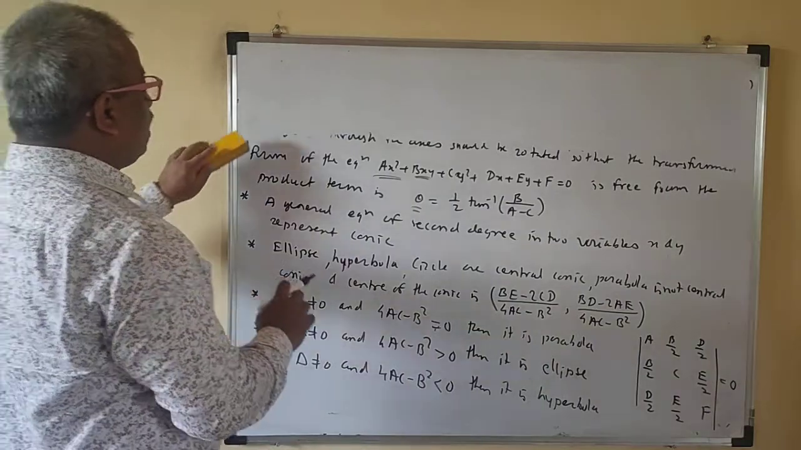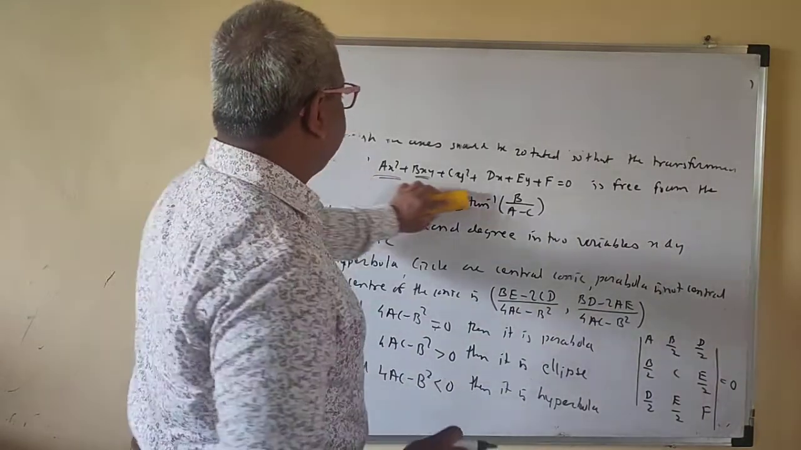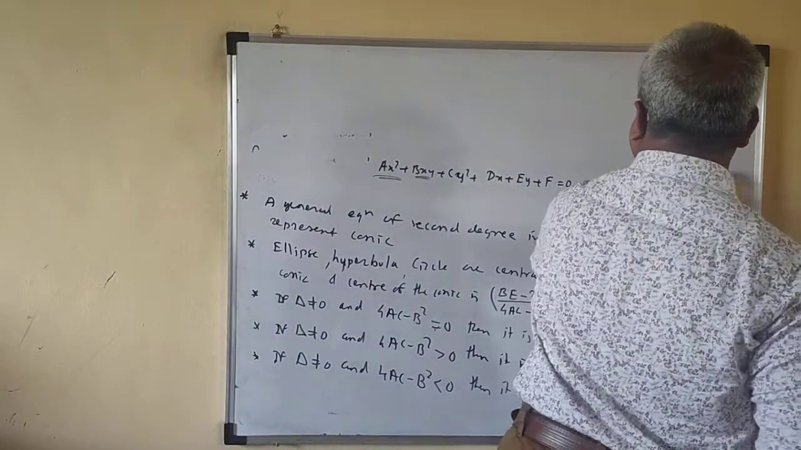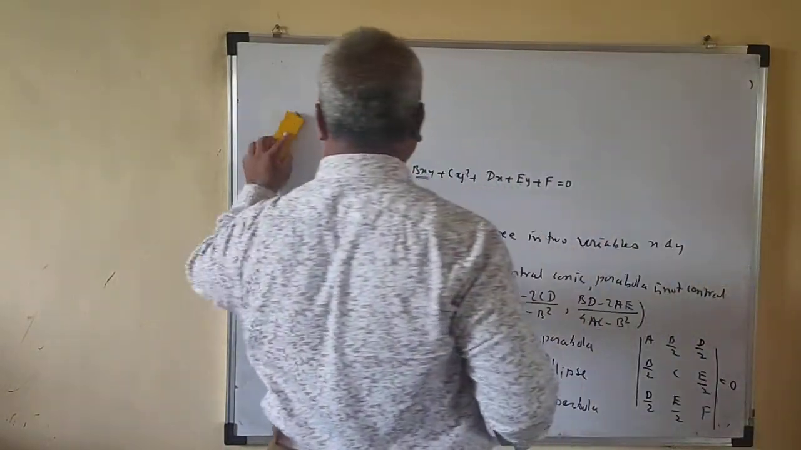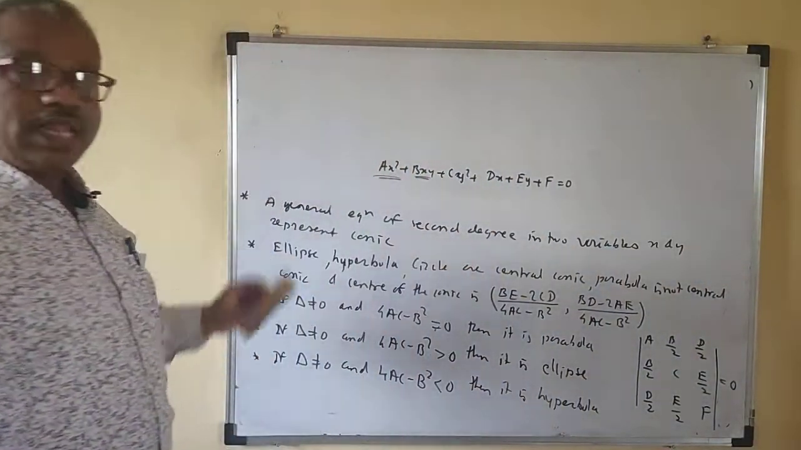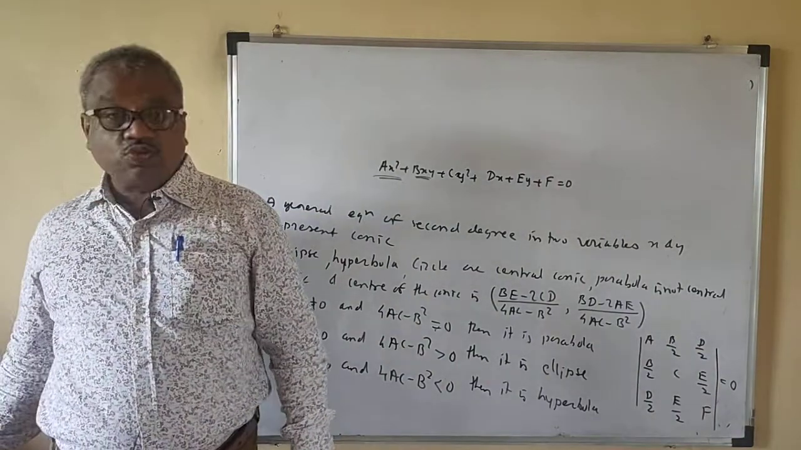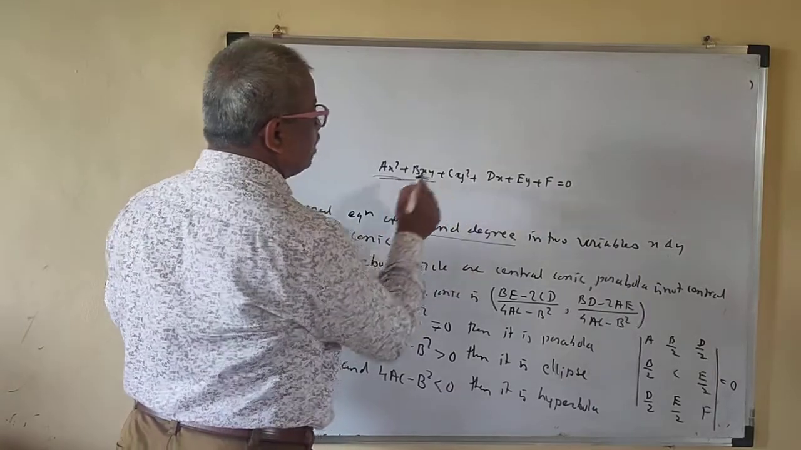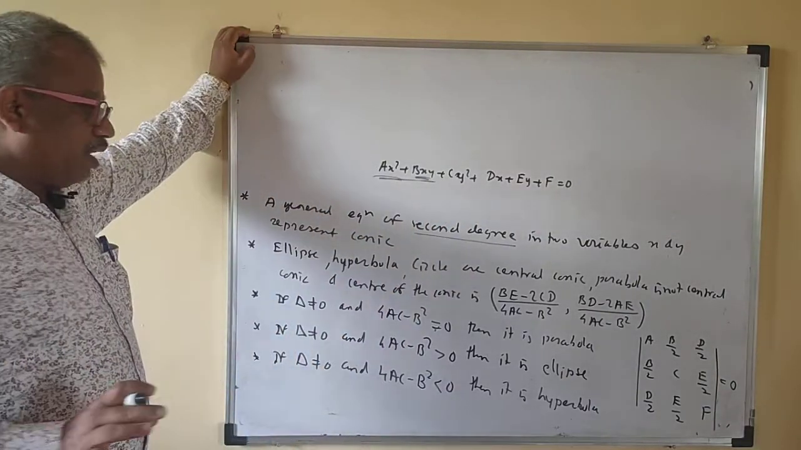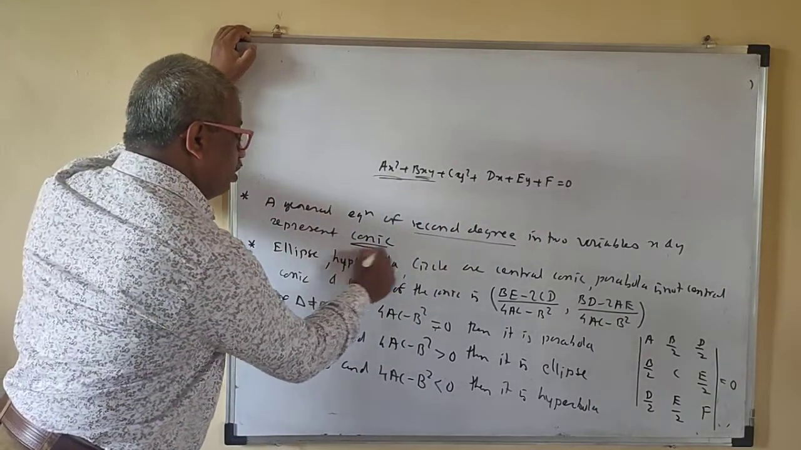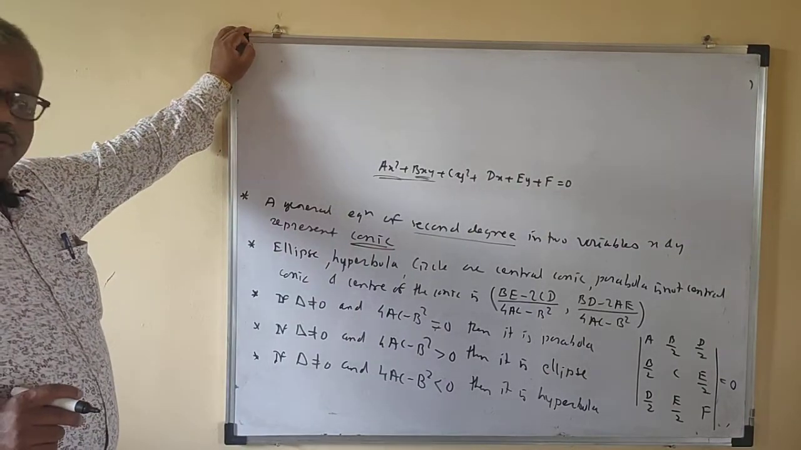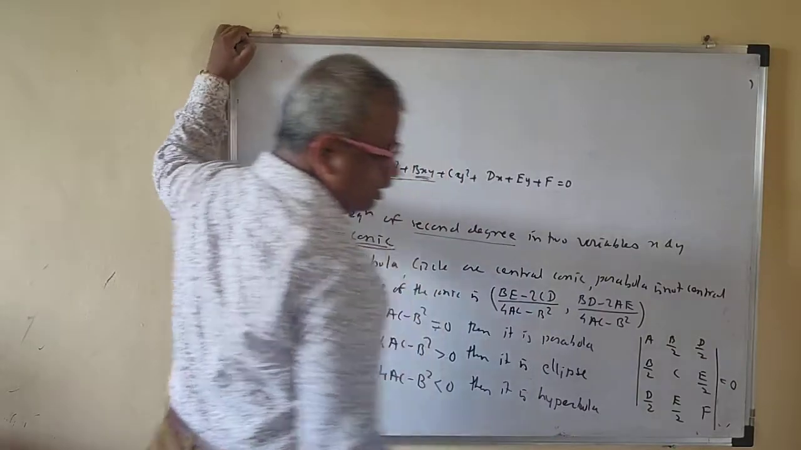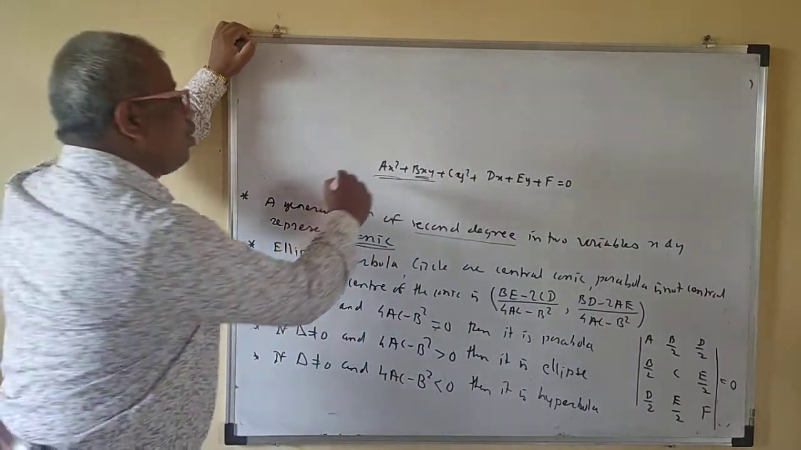So now this is the general equation in two variables. Remember this, the general second degree equation in two variables represents a conic. So that means if this determinant is 0, then it represents a pair of lines.